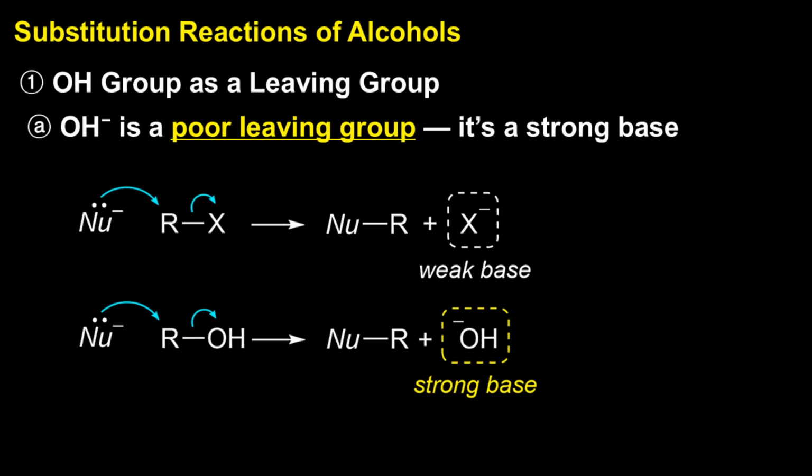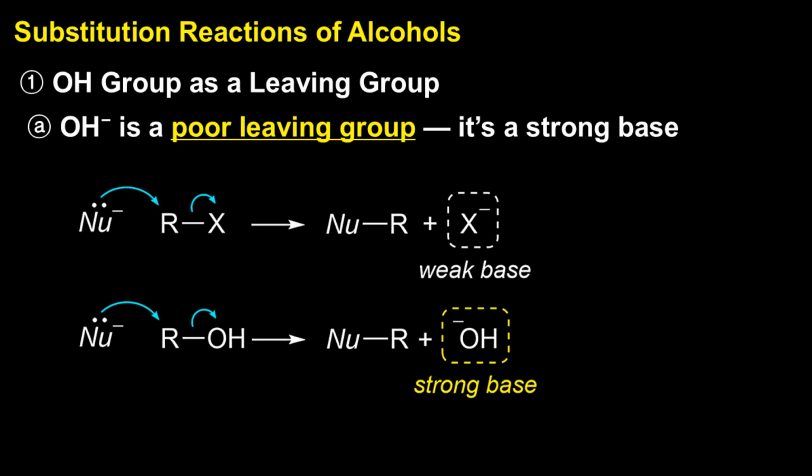Let's start with something really important, the OH group in alcohols. When we talk about substitution reactions, the leaving group is a huge part of the story. In alkyl halides, it's pretty straightforward. The halide ions, like Cl- or Br-, are weak bases, which makes them great leaving groups. But alcohols? That's where things get tricky. The OH- ion is actually a strong base, and that means it's a poor leaving group. It just doesn't want to leave on its own.